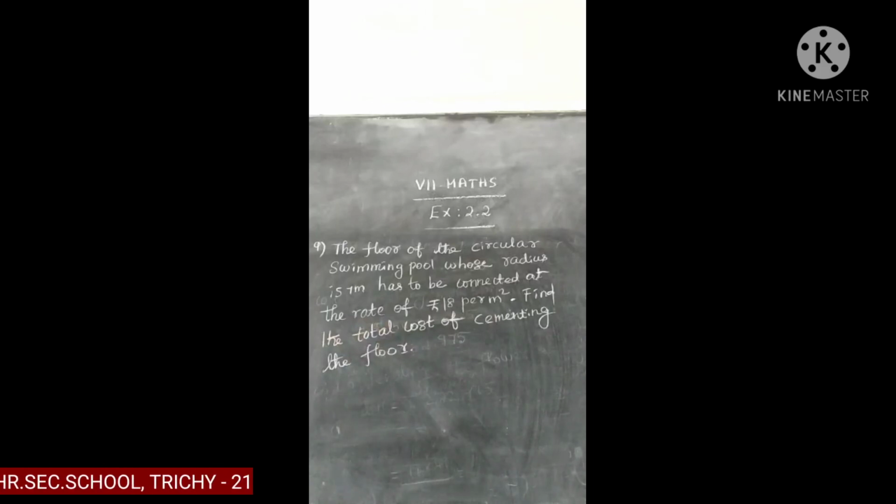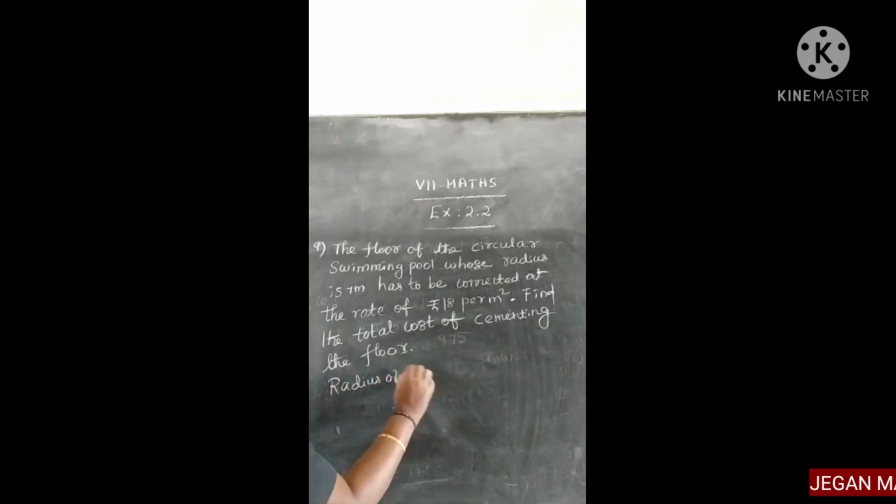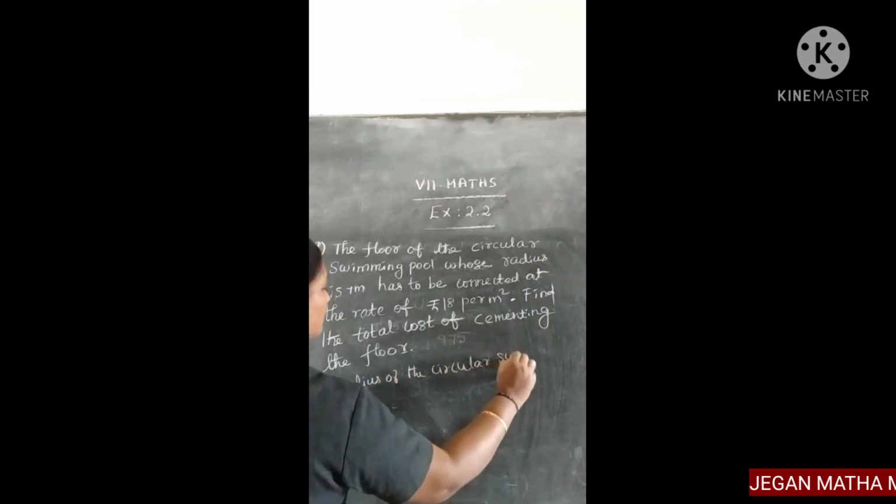The floor of the circular swimming pool whose radius is 7 meter has to be cemented at the rate of rupees 18 per meter square. Find the total cost of cementing the floor. So we write the solution. The first one, radius of the circular swimming pool.